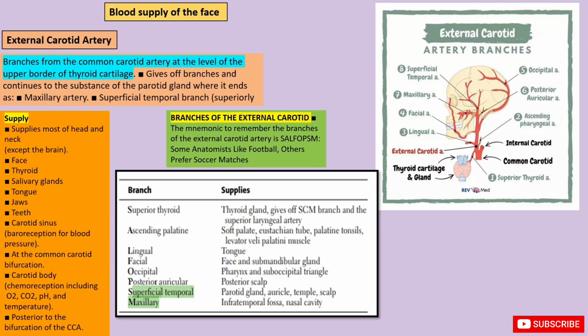Now one of the branches of the external carotid is the lingual. We should also know at what level the lingual artery originates from the external carotid, at the greater horn of the hyoid bone. What is it supplying, what are the branches of the lingual artery? That is also important. The last branch of the lingual artery is the deep lingual artery.